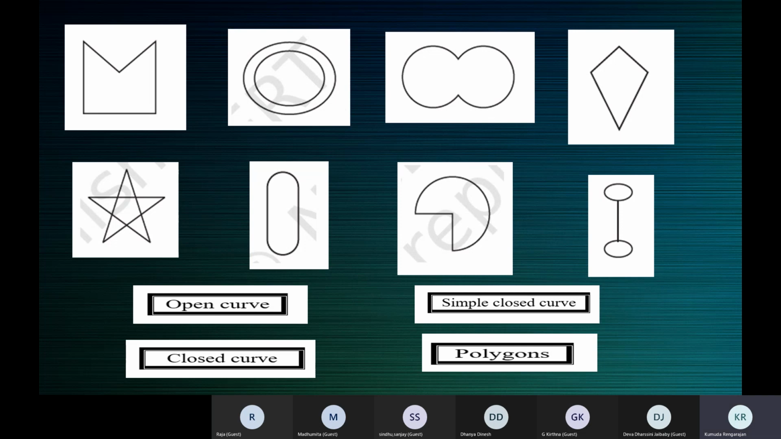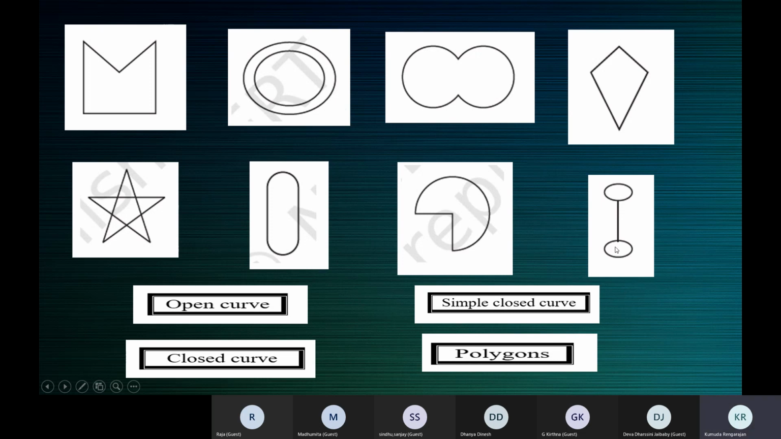Is the start point equal to the end point? Yes, ma'am. Where did I start? Did I come back to the starting point, children? No, ma'am, we didn't. See, we started here like this. This is the starting point. The starting point is here, but I finished here. The start point is not equal to the end point.